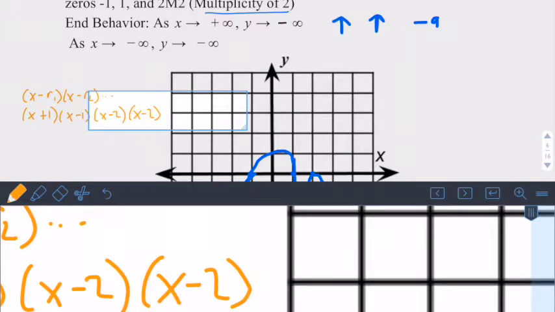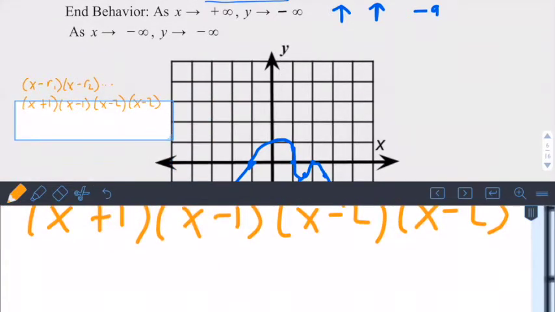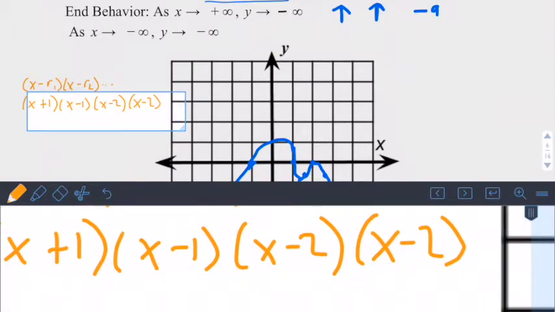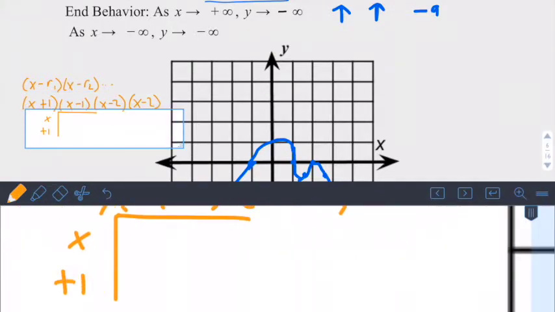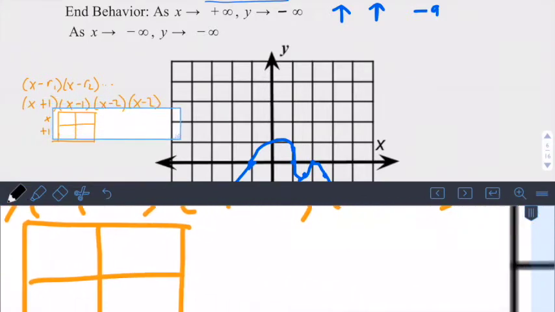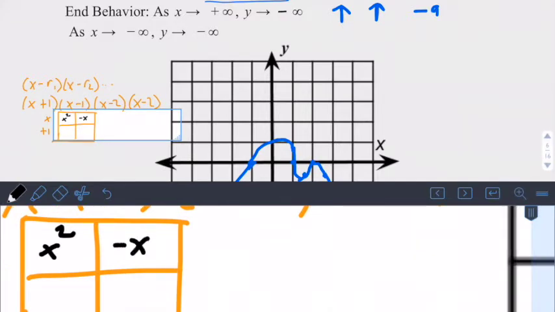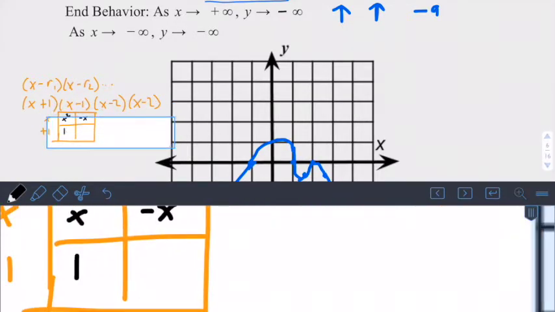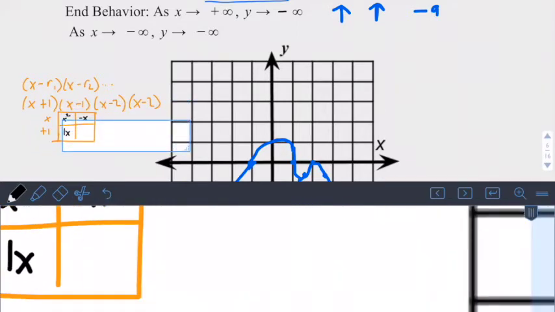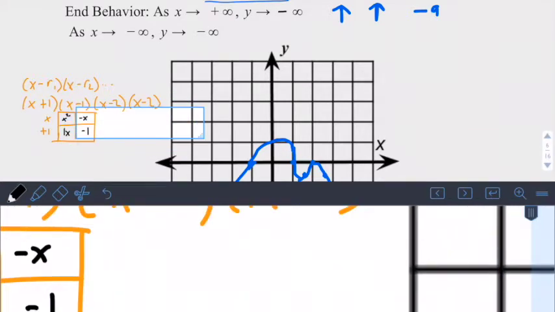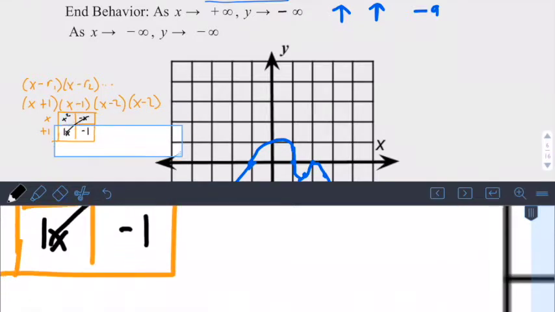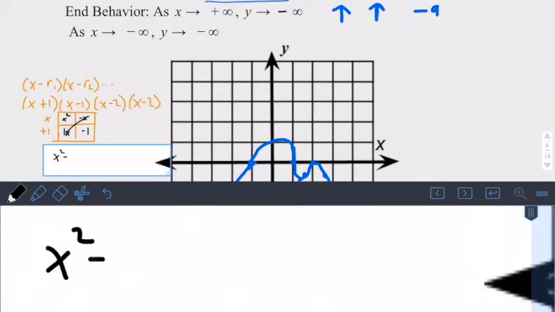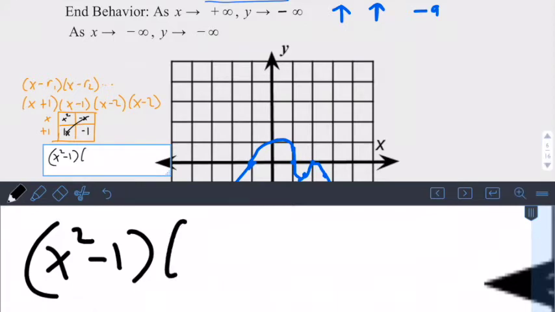And now I need to start multiplying it out. I'm going to use the boxes to help me keep organized. So I'm going to start with this x plus 1 and x minus 1. X times x is x squared. -1 times x, -1x. 1 times x is 1x. And -1 times 1 is -1. X plus x is 0. So this is going to be x squared minus 1. And then we still have to multiply x minus 2, x minus 2.